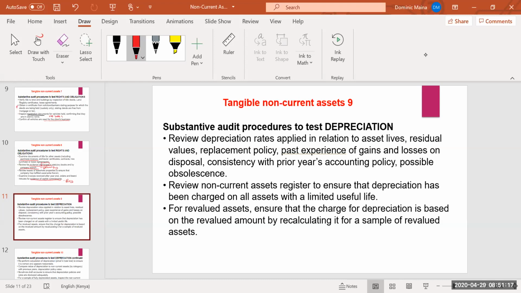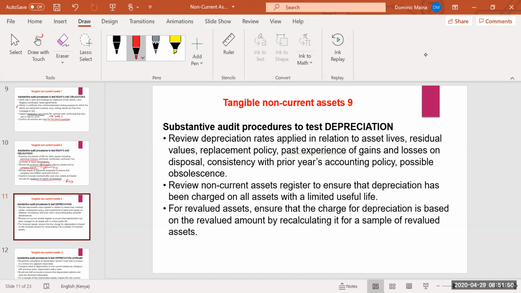So we can carry out a substantive analytical procedure. We compare last year's depreciation charge for this particular asset with this year's. Is there any difference? If there is a difference between the charge for last year and this year, then of course that's going to raise our eyebrows, because why do you charge differently? Last year and this year we ought to have the same depreciation charge, since you're using the straight line method.